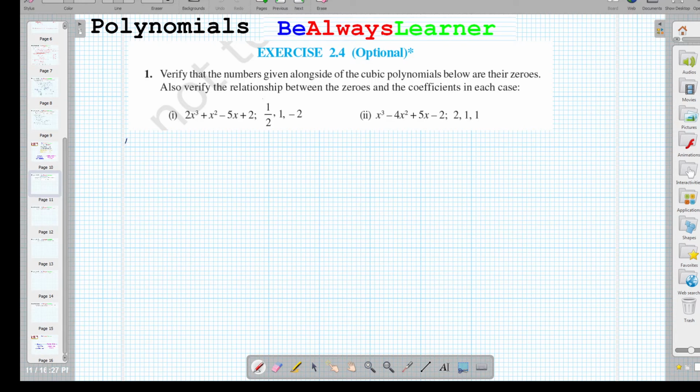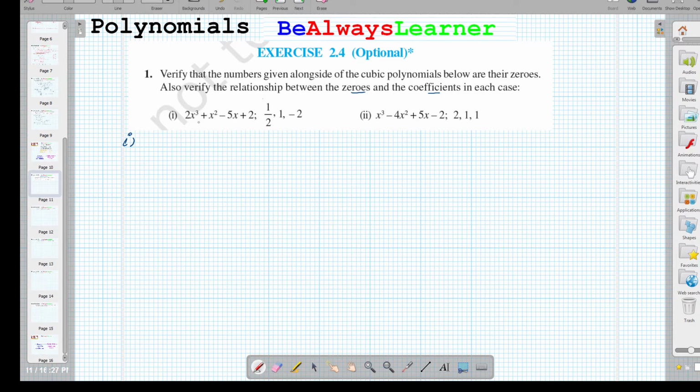So, first question part 1 kuch is prakar se hai, that verify that the numbers given alongside the cubic polynomial below are their zeros. Pehle to hume verify karne hai. And also verify the relation between zeros and the coefficients, right? In each of the cases.